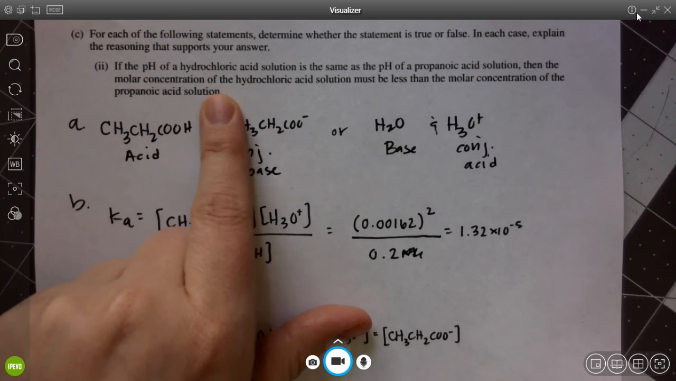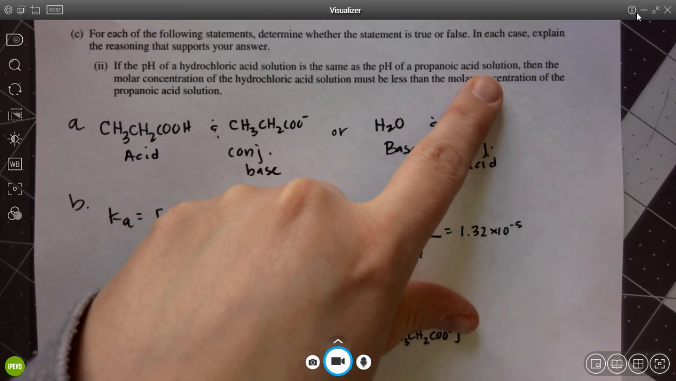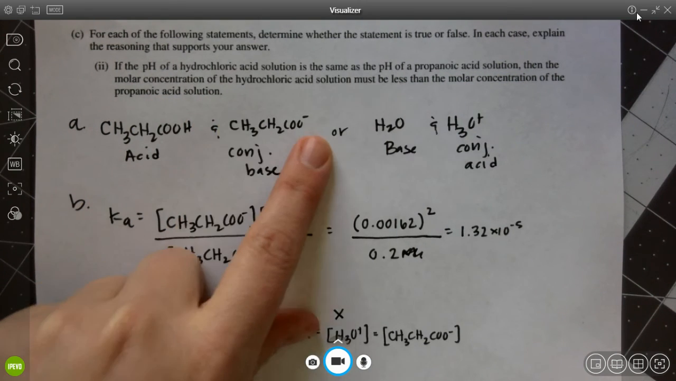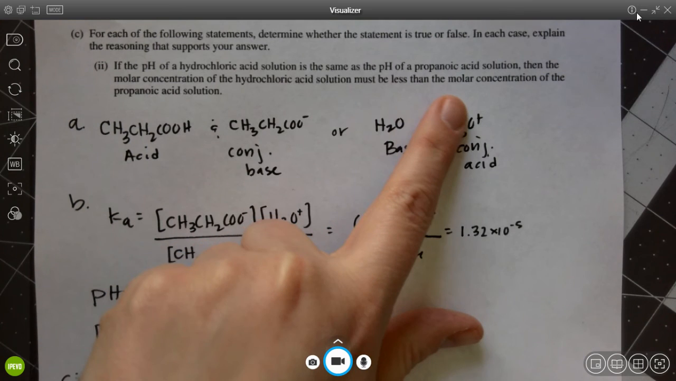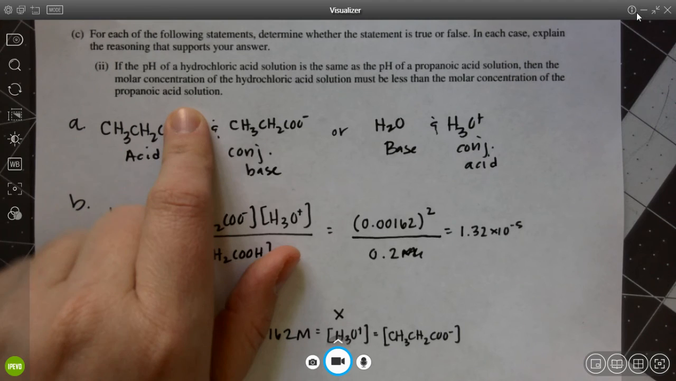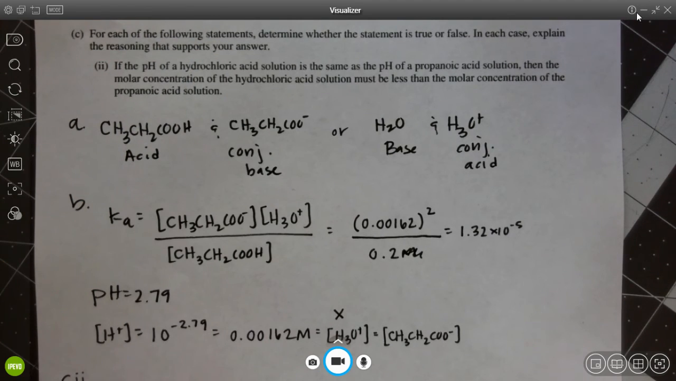If the pH of a hydrochloric acid solution is the same as the pH of a propanoic acid solution, then the molar concentration of the hydrochloric acid solution must be less than the molar concentration of the propanoic acid. So they're asking you to tell me whether it's true or false and then explain. So pause this and think about it. You don't have to write it down, but think about it, and then we will chit chat. Really do it, think about it, and then we'll talk.